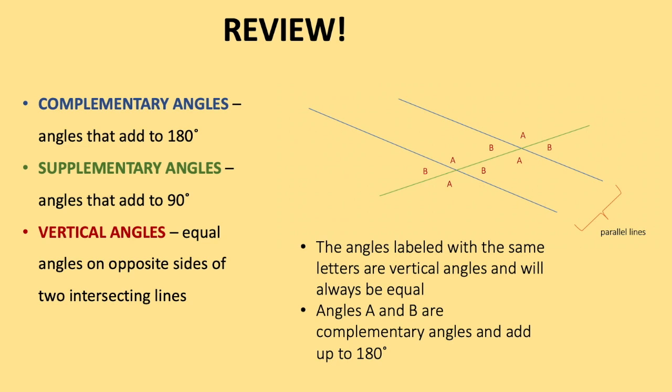Okay, for review, complementary angles are angles that add up to 180 degrees, supplementary angles add up to 90 degrees, and vertical angles are equal angles on opposite sides of two intersecting lines. And then I added the diagram here to the review slide because I think it's helpful to remember just which angles are the same. The angles labeled with the same letters are vertical angles and will always be equal, and the angles A and B are complementary angles and add up to 180 degrees.